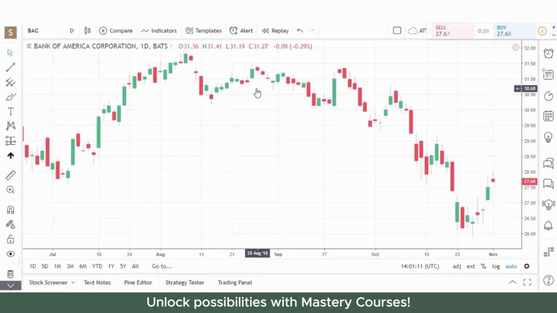Now let's take a look at a green candlestick. Let's look at August 31st. We'll see that the stock opened at 30.88.